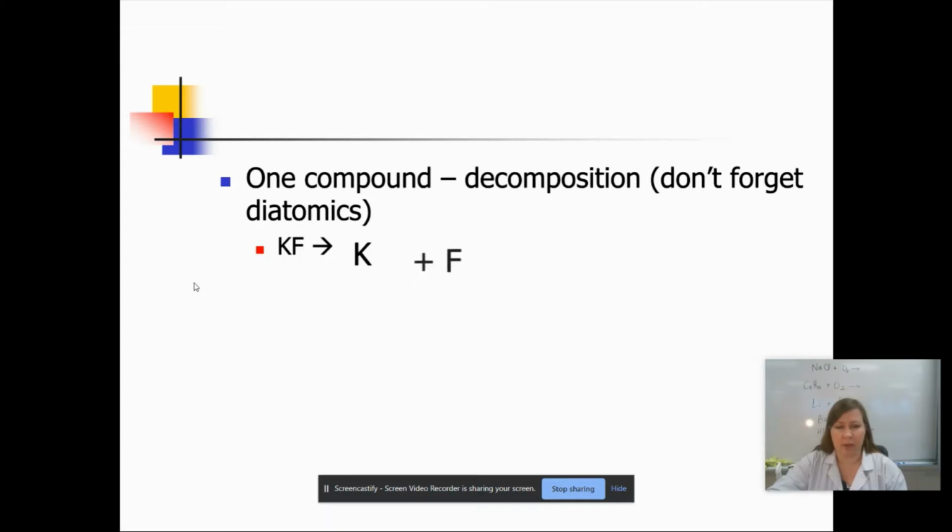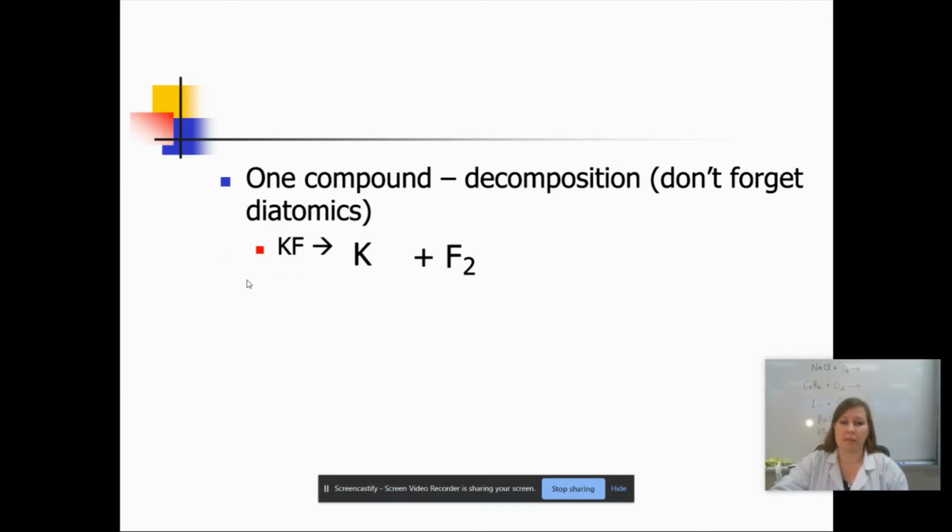So we got our K plus F, but the thing you have to remember is that you have to ask yourself, when you're writing down an element, is it a diatomic element or not? So potassium does not end in gen or ene, so it's not diatomic. Fluorine does end in gen or ene, so it is a diatomic element. So you have to write it K plus F2 for our products.